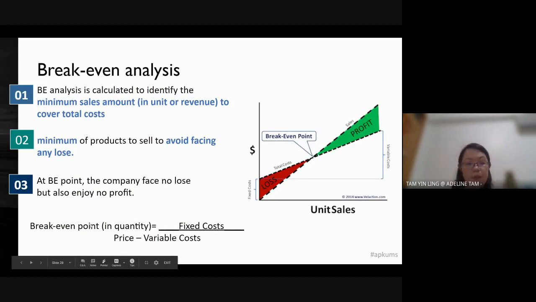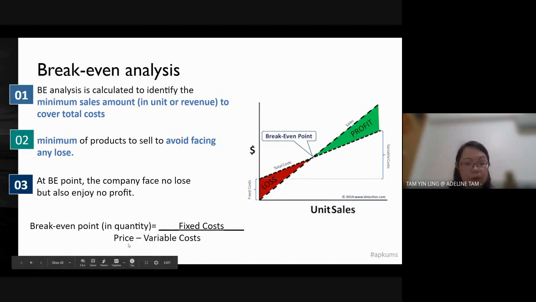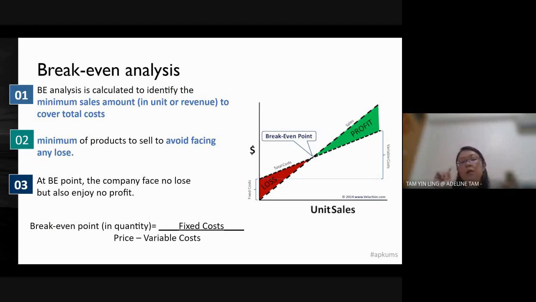And then at the same time, for break-even point, you need to have the price of the product. Price of the product is, let's say just now, the price I want to sell my Milo is 1 ringgit 30 cent. Yeah, 1 ringgit 30 cent my price. And then I already calculate my variable cost, that is cost for Milo, cost for sugar, cost for ice, and cost for other things is 1 ringgit.